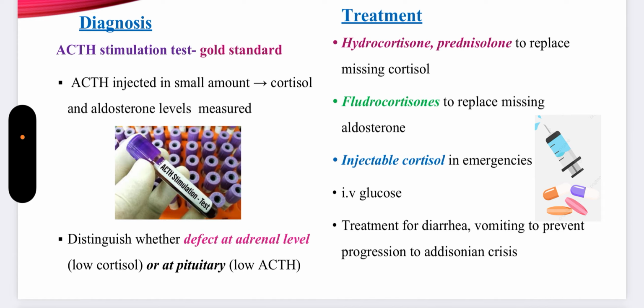Injectable cortisol can be given in case of emergencies. Intravenous glucose can be given. And we have to give the treatment for diarrhea, vomiting to prevent the progression towards Addisonian crisis.